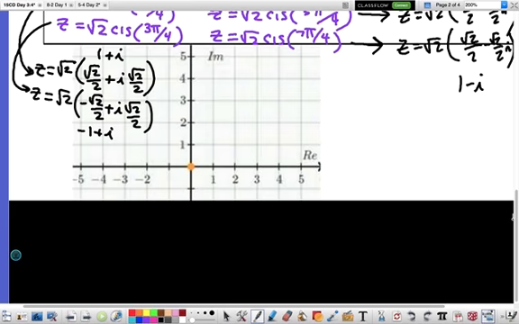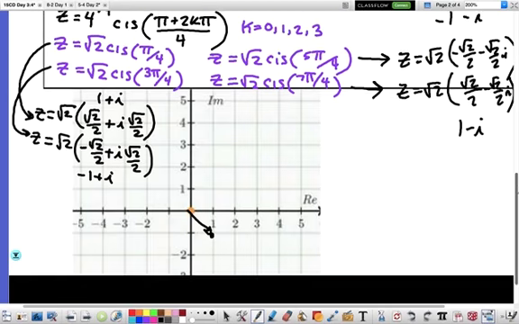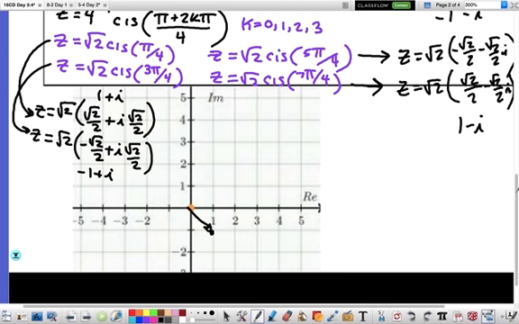Very good. Yeah. So 1 minus i, graph that one. 1 minus i. Negative 1 minus i. Negative 1 minus i. Let's see, negative 1 plus i. Negative 1 plus i. And 1 plus i. 1 plus i. All right. Make sense?